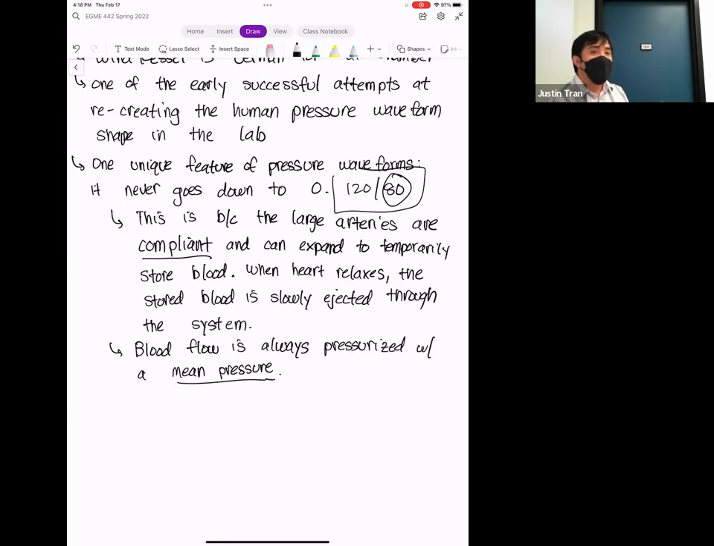And so even though there's some pulsatility, so even though the blood pressure waveform goes up and down, there's always a mean pressure. There's always an average pressure that it oscillates around. And this plays another important role as well. The purpose of the mean pressure is to drive the flow through the capillaries.